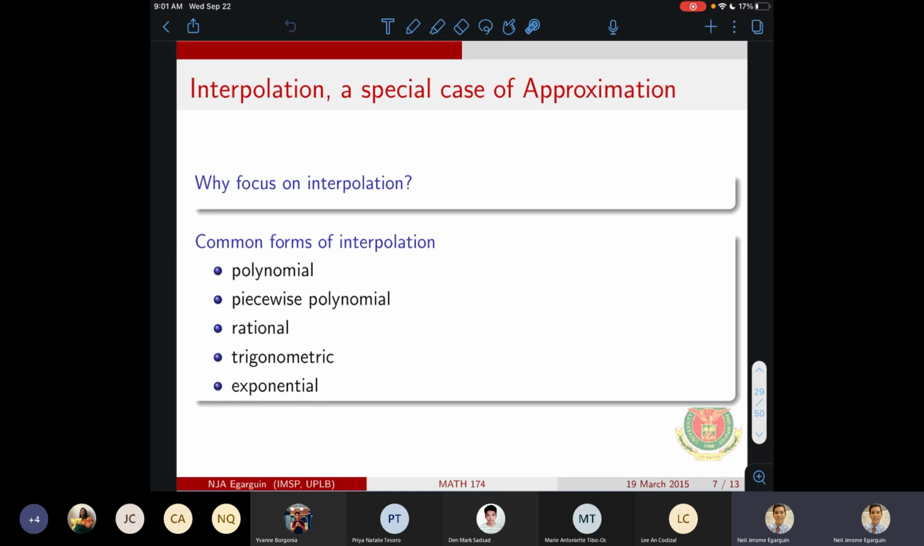So kung nag-iisip na kayo ngayon pa lang ng topic for your final project, you can take a look at rational, trigonometric, and exponential interpolating functions, because we will not cover these in class. So pwedeng siya yung gawin yung topic dun sa final project nyo. So you can start Googling how to do rational, trigonometric, or exponential interpolation. Tingnan nyo lang ano yung advantages niya, paano siya i-apply, madali ba siyang i-program para magamit natin for large data sets. But again, in class, we'll talk more about polynomial and piecewise polynomial interpolation.